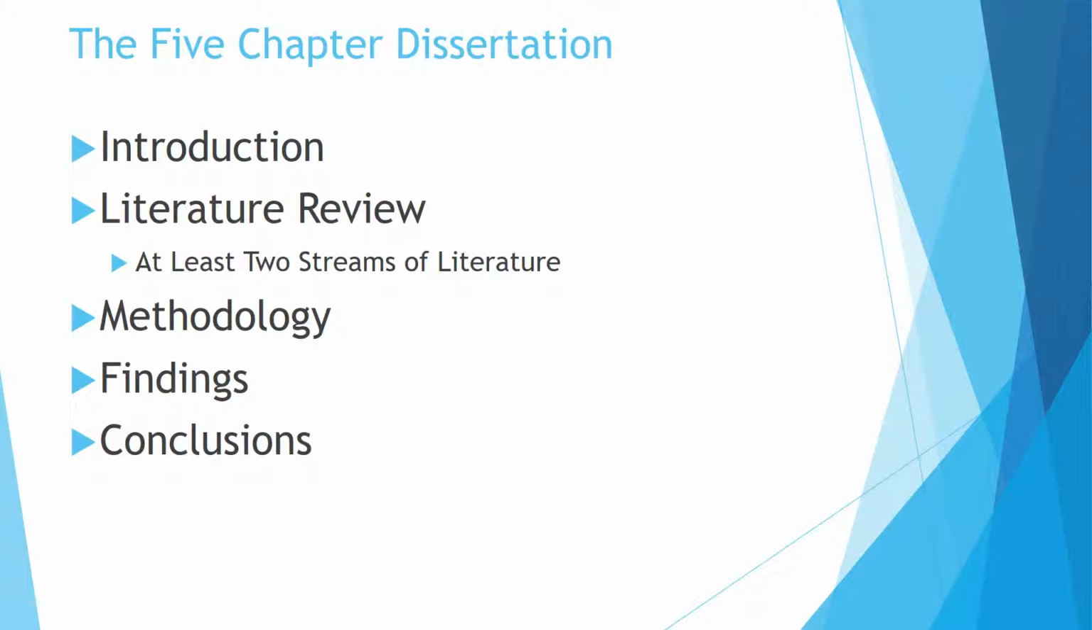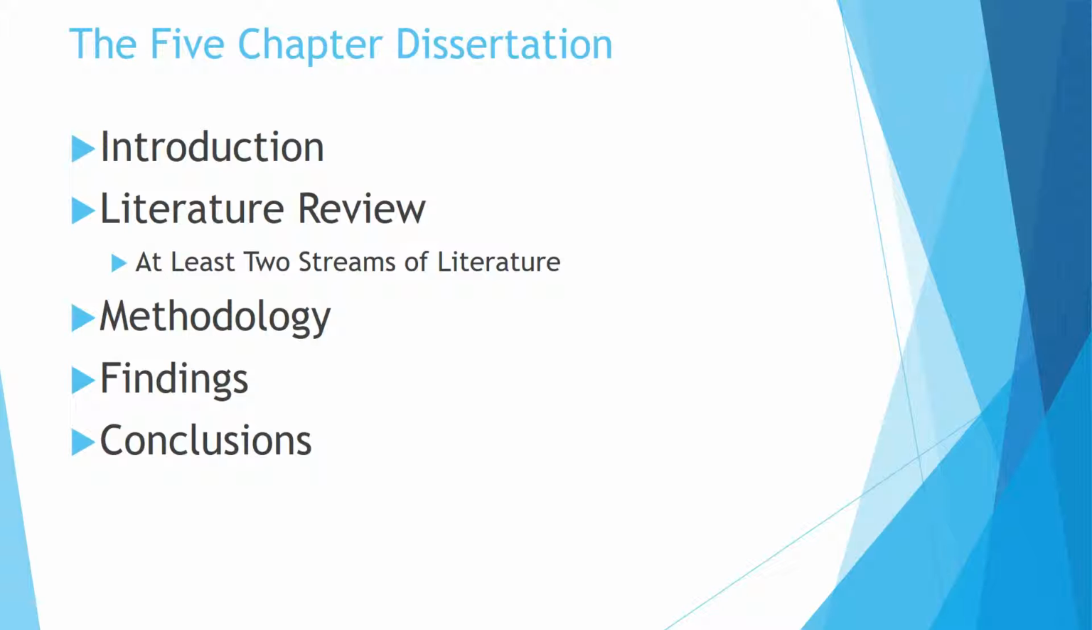Well, first of all, the end result of your dissertation process will be a 5-chapter dissertation. That's kind of the standard approach that we use here. The first chapter will be the introduction. The second chapter will be the literature review. Here we'll be looking at least 2 streams of literature. I'll talk more about streams of literature later.